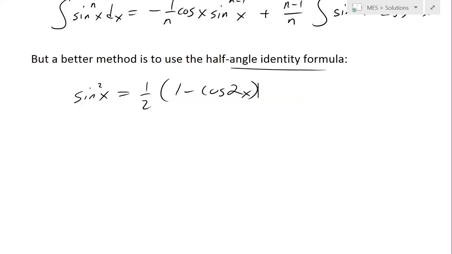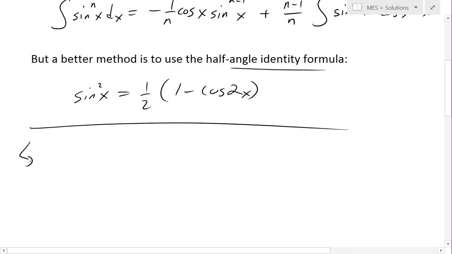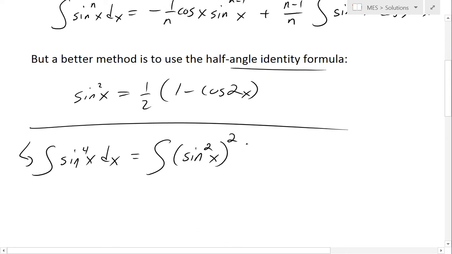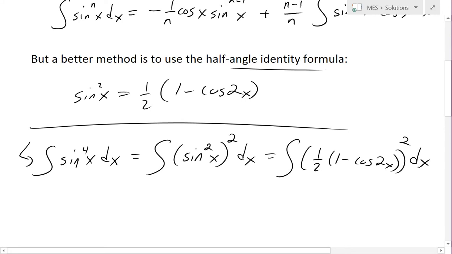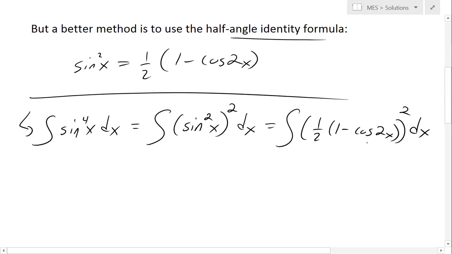Now getting back to the function, sine to the power of 4 of x dx. If we were to apply this half angle, we would first need to rewrite this a bit. We will write this as sine squared of x, all squared, dx, just so we can apply this half-angle property. When we apply that, we have an integral of 1/2 of 1 minus cos 2x, all squared, dx.